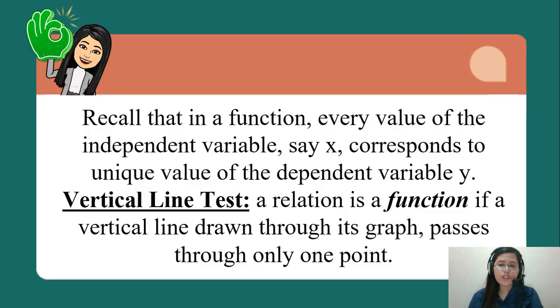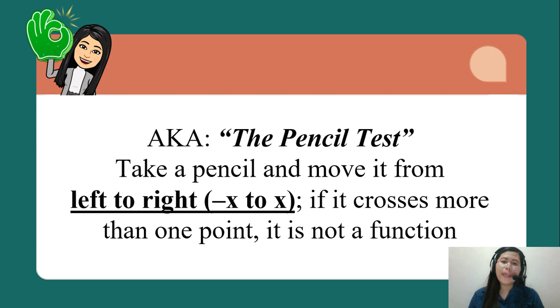Okay, so recall that in a function, every value of the independent variable, say x, corresponds to a unique value of the dependent variable y. So, meron daw po tayong tinatawag na vertical line test. A relation is a function if a vertical line... pag sinabing vertical po, patayo; horizontal, pahiga. So, masasabi daw natin na function ang isang graph kapag nag-vertical line test tayo, yung graph niya ay nagpapasa lamang sa nag-iisang point. Okay? That is also known as the pencil test.